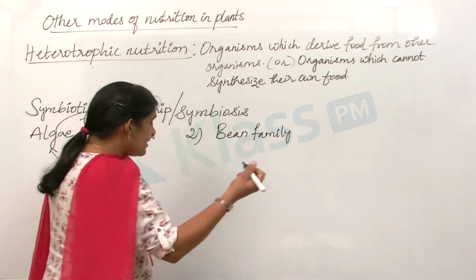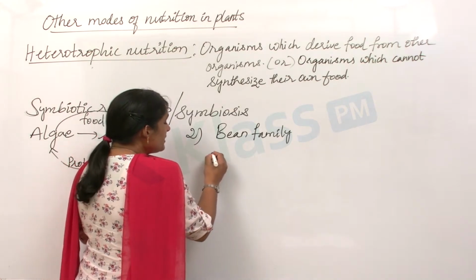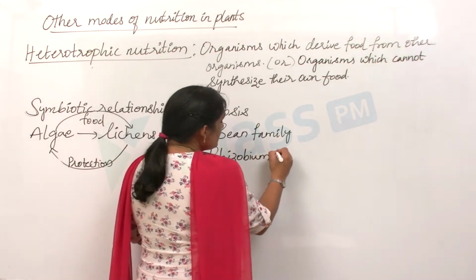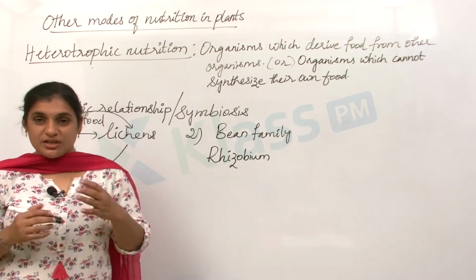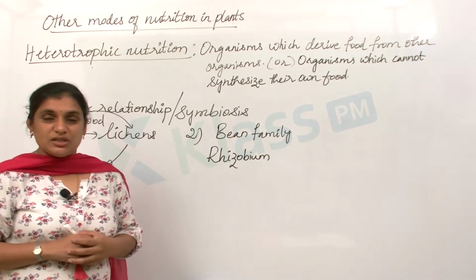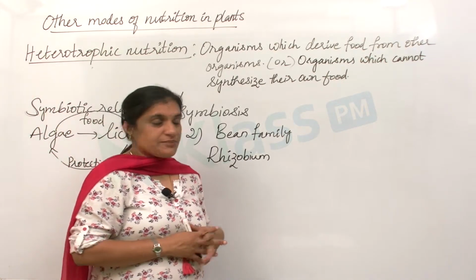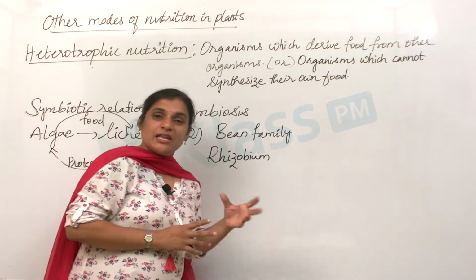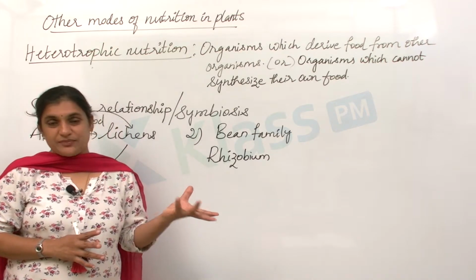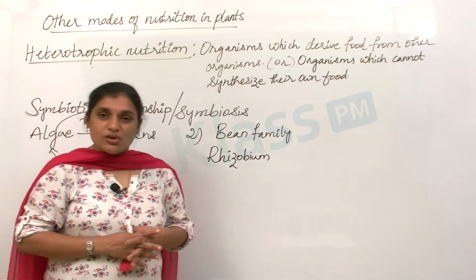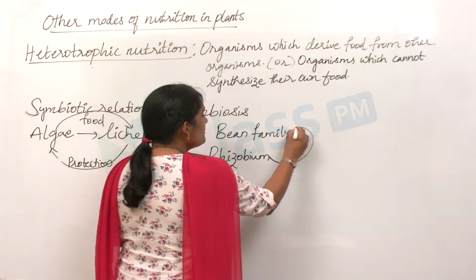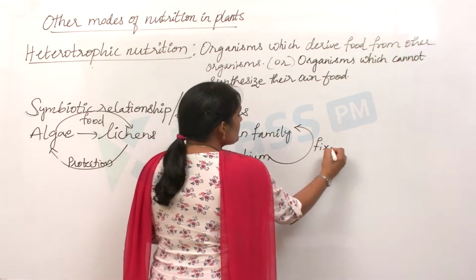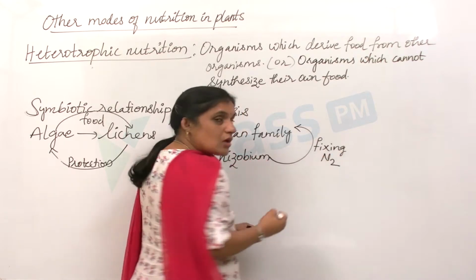As I've explained in the previous lessons, Rhizobium is a bacteria which will take up the nitrogen gas from the atmosphere and fix it into the root nodules. And this Rhizobium is again a non-photosynthetic organism, that means it cannot synthesize its food. Now what is it doing? It is helping the bean family by fixing nitrogen into the soil, right?